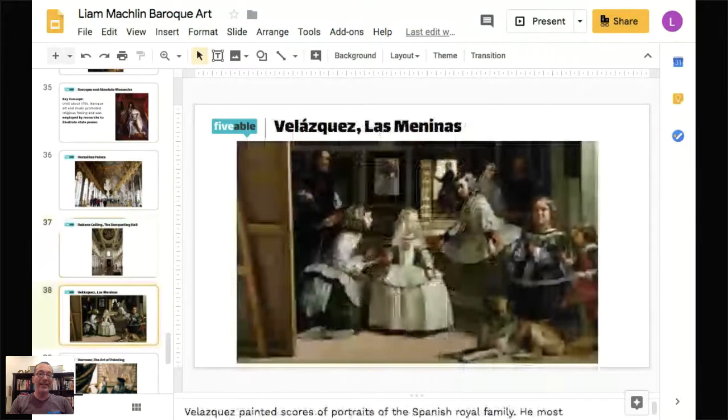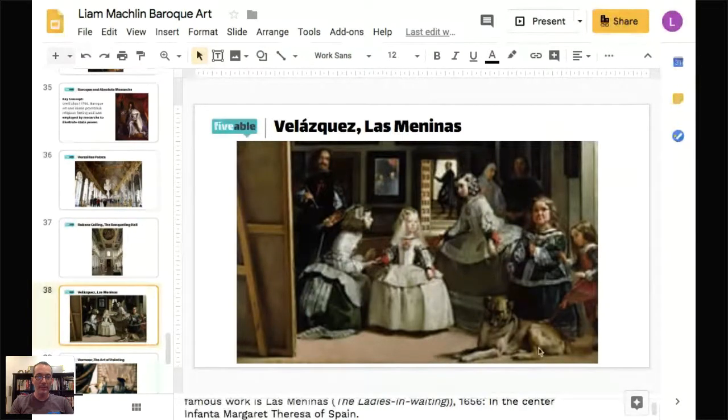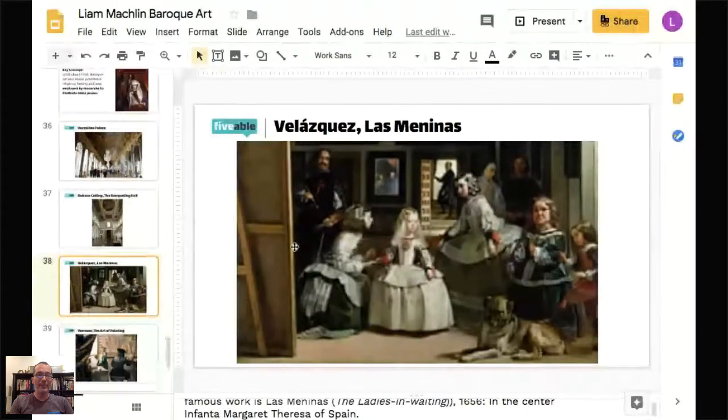We also have Velazquez in Spain, another very famous painter, standing over here, painting the royal family. And in the center, we see the princess that later on became a queen. It's very interesting. This painting is one of his most famous.